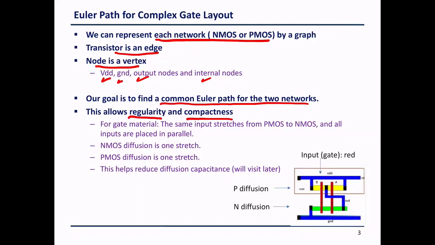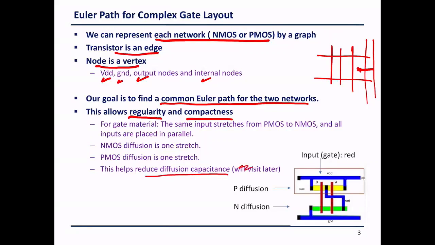All our layouts have VDD going in this direction. All our layouts have the inputs going in this direction. And the output can thus be connected to the next gate in this direction. So this regularity helps me make it compact. In addition to this, the NMOS diffusion is one stretch, so I have minimum area for the transistors. This helps to reduce the diffusion capacitance that we already talked about today.